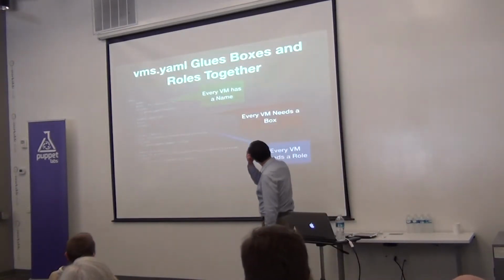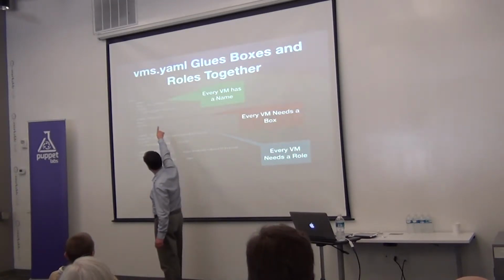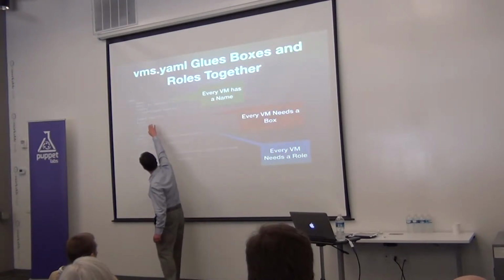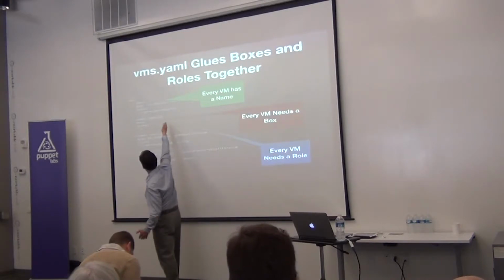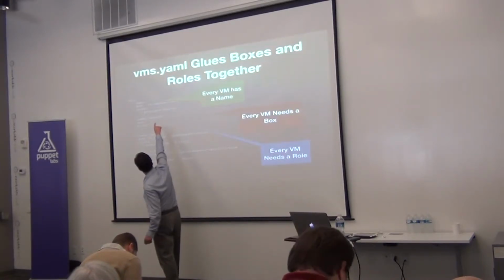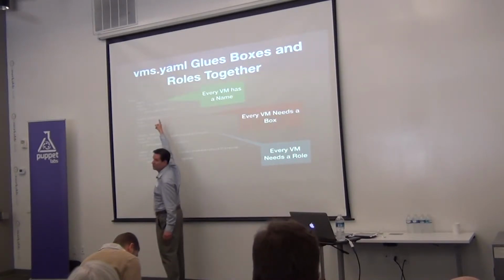Probably the simplest one. This glues boxes together. It's simply the name of your role, the box from the boxes YAML, and the name can be anything you want, and the role name. So PE Puppet Master installs the Puppet Master software on master. In this case, it installs it on a CentOS box.